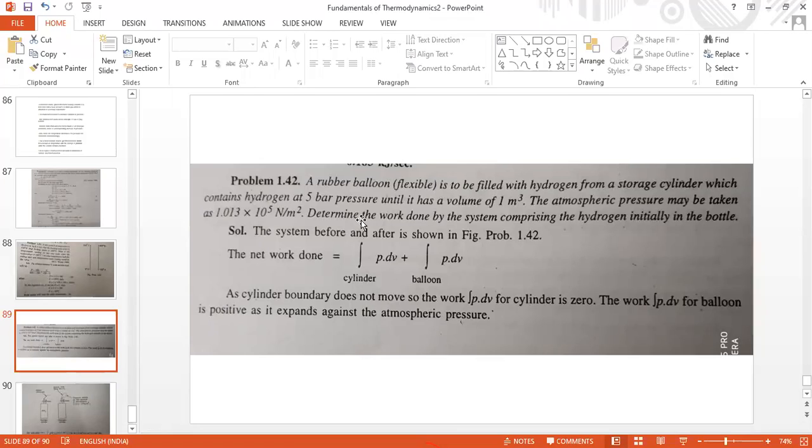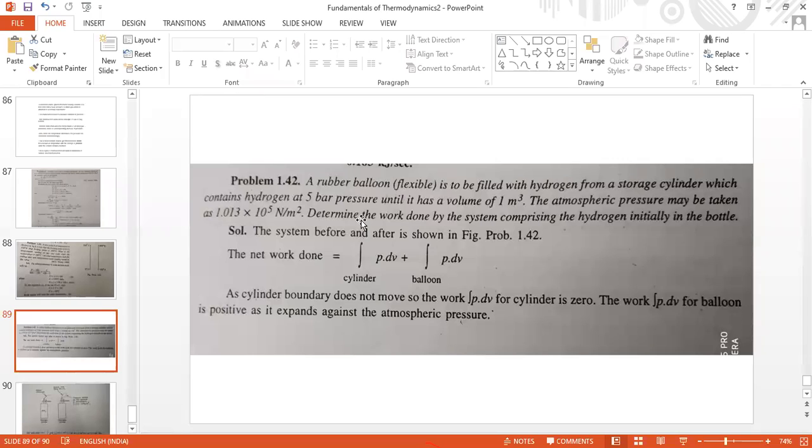Now, just reading a problem is an art. What is the initial volume of the balloon? 5 bar pressure, sir. No, I'm asking you volume. Forget about 5 bar. 1 meter cube. No, read the problem. Okay, I read and I repeat.